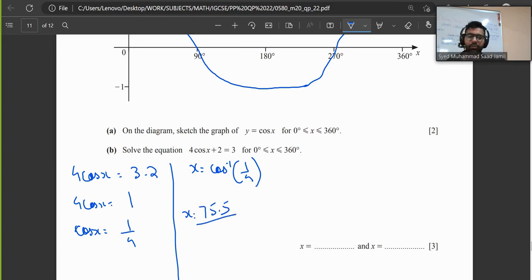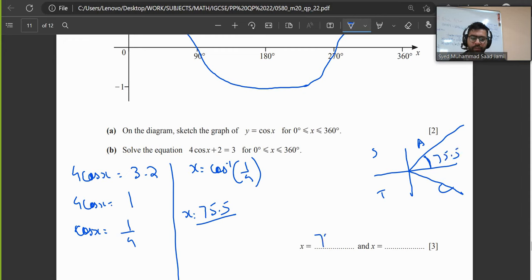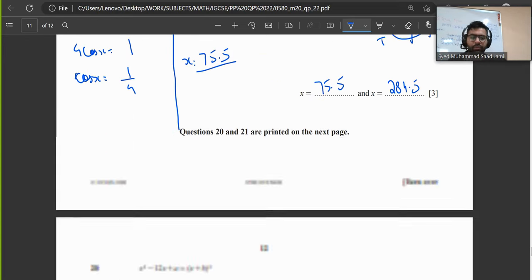Right. Now cos basically means what? I remember I told you one thing, add sugar to coffee. So cos is basically positive in A and then again in C. So this is 75.5. One value is 75.5. The other value is going to be 360 minus 75.5, since we are only going from here till here. 360 minus 75.5 is going to be 284.5, and hence you're done.